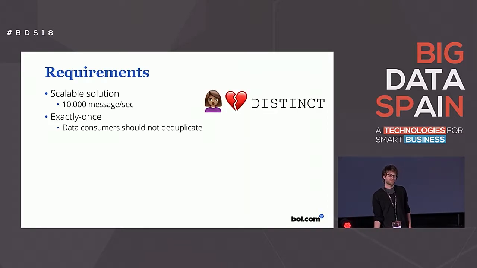Second, we also want to dump the data exactly once. And what do I mean by that? So we have one message in Kafka, and we should have exactly those messages in the files. So I don't want to lose any messages in the files, and I don't want any duplicates.